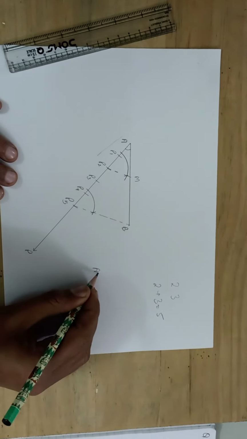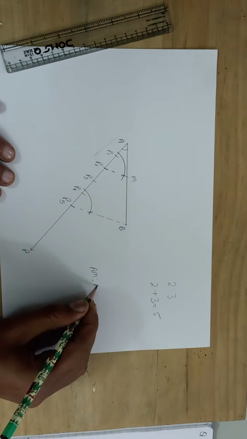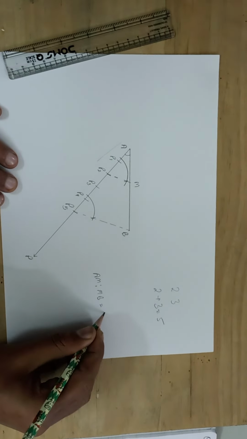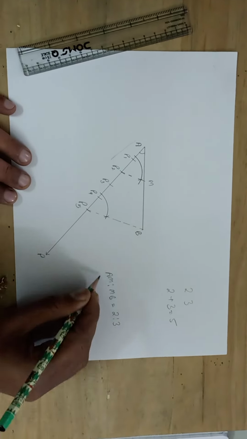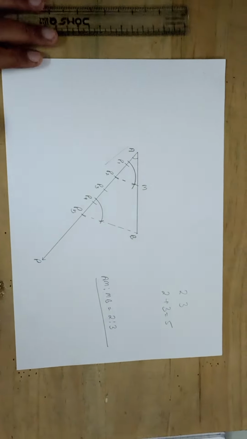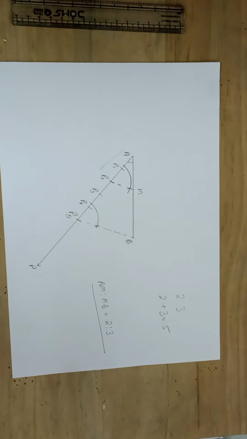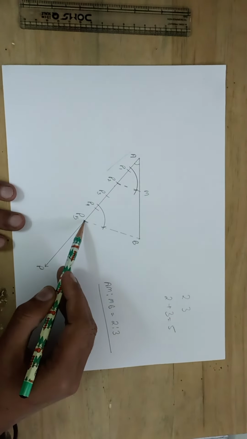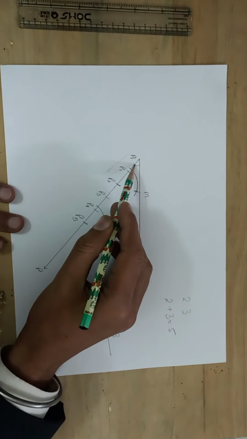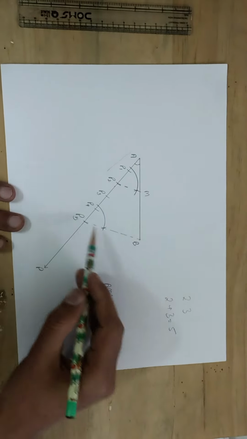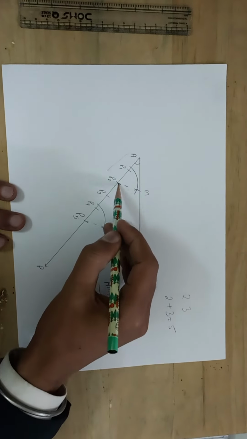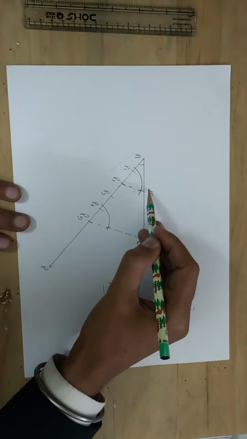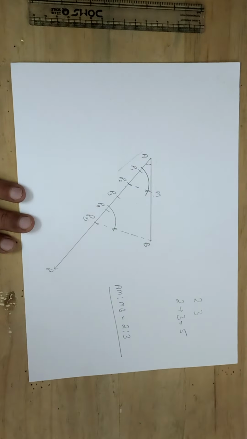Now AM to MB will be 2:3. So in this way we can divide the line segment into the ratio 2:3. You are able to see this is 2 and this is 3, and it is a similar triangle because one of the angles is common and this is parallel. BPT we are applying, so this is 2:3. This side will also be 2:3. So it will be the same.